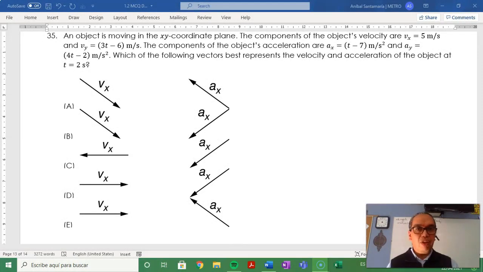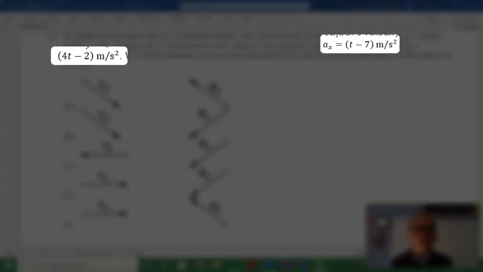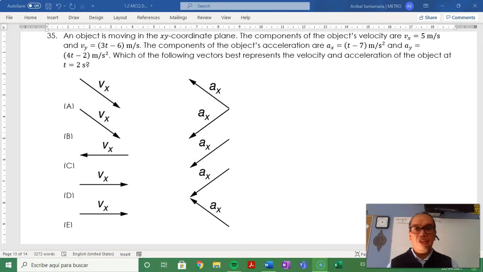The components of the object's acceleration are ax equals t minus 7 meters per second squared and ay equals 4t minus 2 meters per second squared. So in this case, both the acceleration in the x and y directions change with time. Which of the following vectors best represents the velocity and acceleration of the object at t equals 2 seconds?